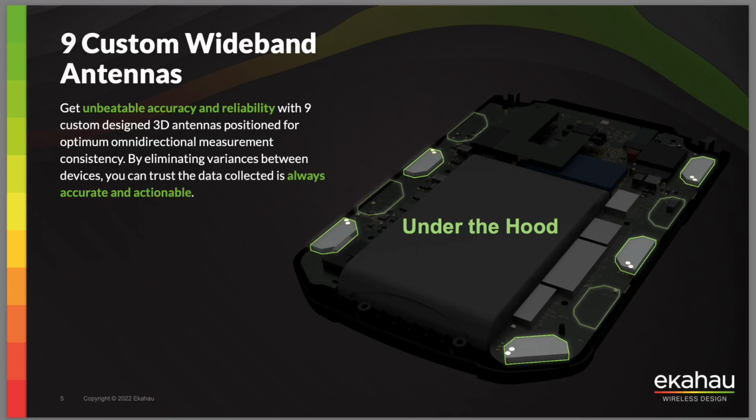So what is under the hood? First and foremost, it has 9 wideband omnidirectional antennas. It can capture the information in 3D from all angles. The reason we need this is because based on the orientation of the device, we should capture the information correctly, and it does that due to the type of antennas it carries.